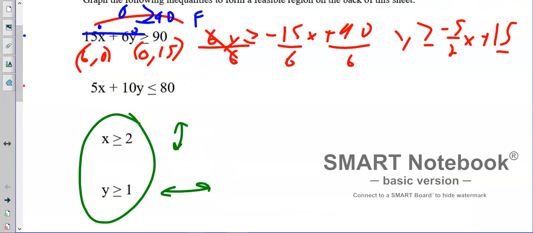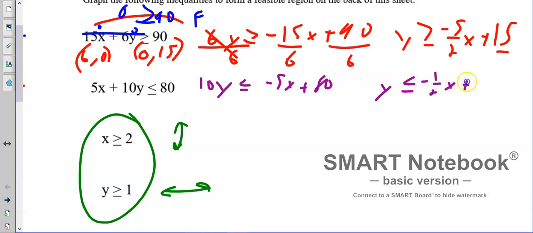So again, for this one, if we wanted to, we could say 10y less than or equal to negative 5x plus 80. And divide by 10, and we would get y is less than or equal to negative 1/2 x plus 8. I put negative 5 over x by mistake, that was silly of me.